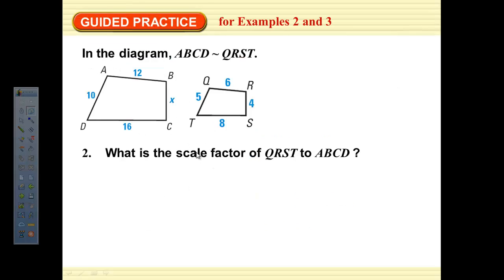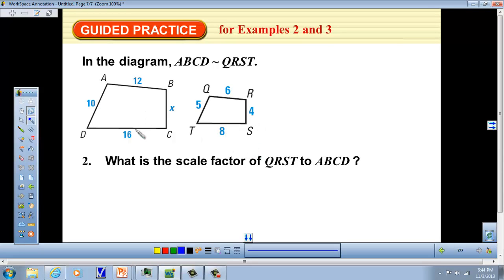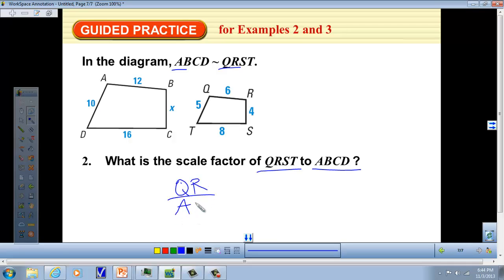And here's another one. We want to know what the scale factor is of QRST to ABCD. So we know that they're similar, so all we need to do is take any corresponding sides. I'm going to take AB and QR, and we're doing it as QRST first, then ABCD second. So we have to do QR over AB, because it's in this order, small to big. So QR is 6, AB is 12, so the scale factor is 1 to 2.